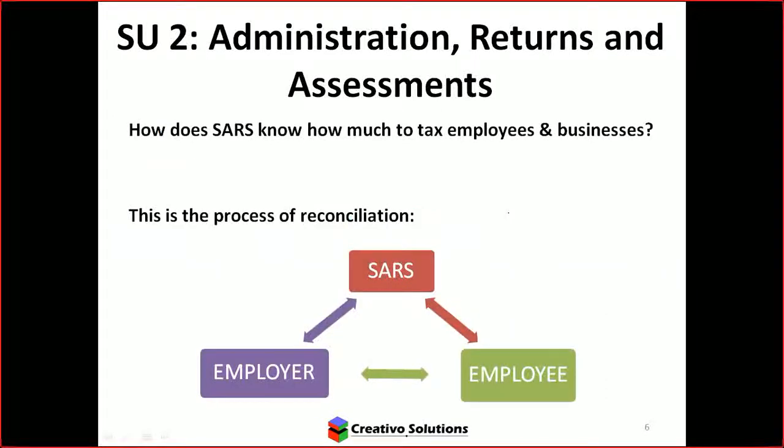Right, so there's the process. Earlier I drew a little diagram. I've given you one diagram here to work with. Right, so let's answer the first question. How does SARS know how much to tax employees and businesses? What do they use to determine that?